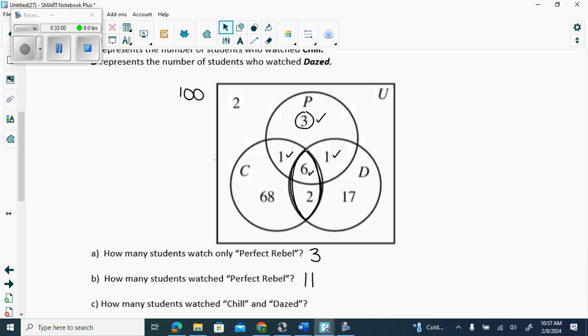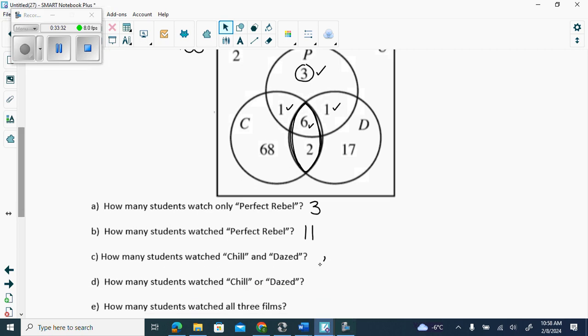So how many is it? 8. Now some people are like, but there's 6 watch Perfect Rebel. Don't care. I didn't say they can't watch Perfect Rebel. I want chilled and Days, which is the eyeball, the overlap between those 2 circles. I don't care. Okay, I don't actually care about this P here at all, right? Because all they're asking me about is the chilled and Days. So I can imagine it as if it was its own 2 little circle Venn diagram and ignore the fact that that third one even exists, right? All right. So we had 6 and 2, which is 8.